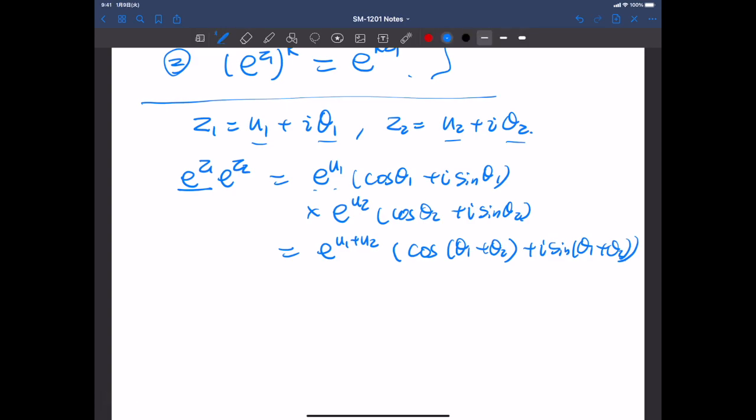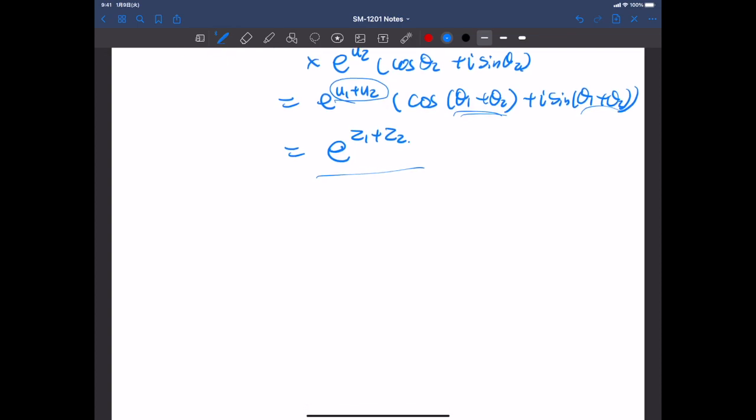And what is this then? According to the definition of the exponential function, this is the polar form of the exponential of z1 plus z2, right? So if we add z1 and z2, the real part will be u1 plus u2, so that is this part. And as the imaginary part, we have theta 1 plus theta 2, so that is this. So in the end, we have this. And I leave the second part as an exercise.